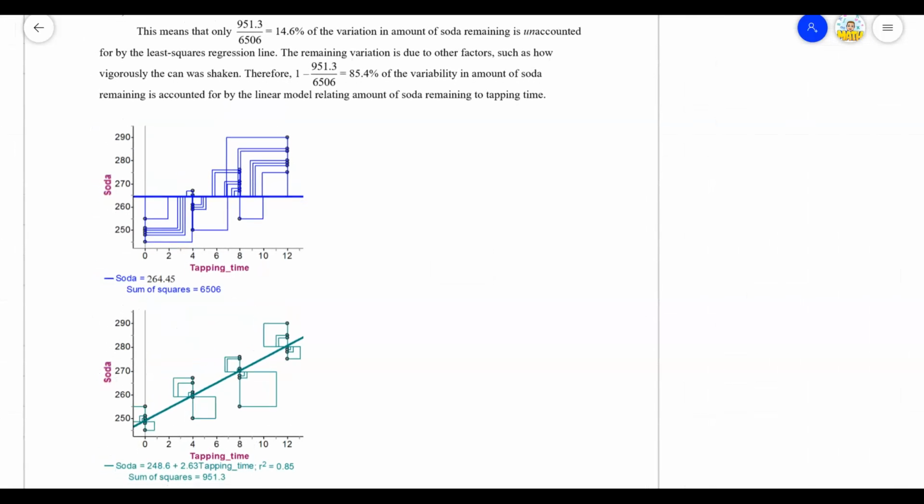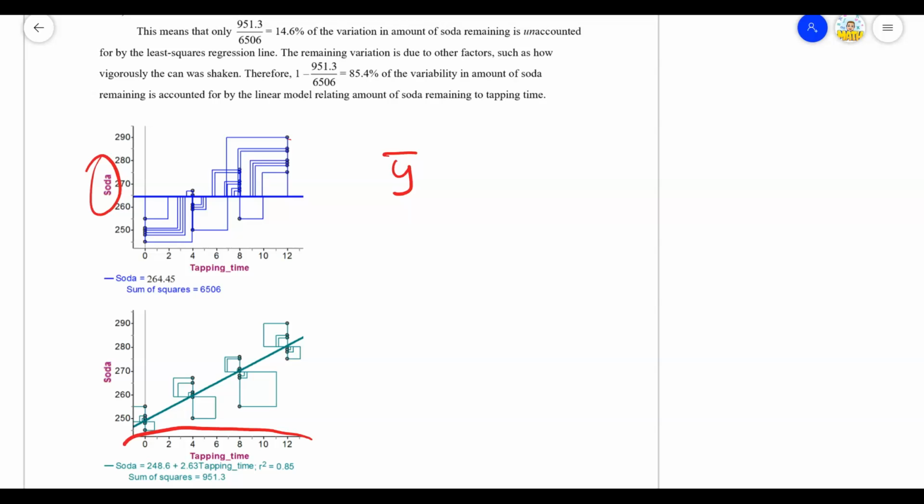Okay? If we knew nothing about X, right? If we knew nothing about tapping time, we never paid any attention to that, how would we estimate the amount of soda left in the can? Well, we would just take the average amount. And if we did that, these squares represent the amount of error that we have. See how big these residuals are? Okay? Now, these residuals, just like the least squares line, these are positive, these are negative. They'll add up to 0, but this is a lot of error.